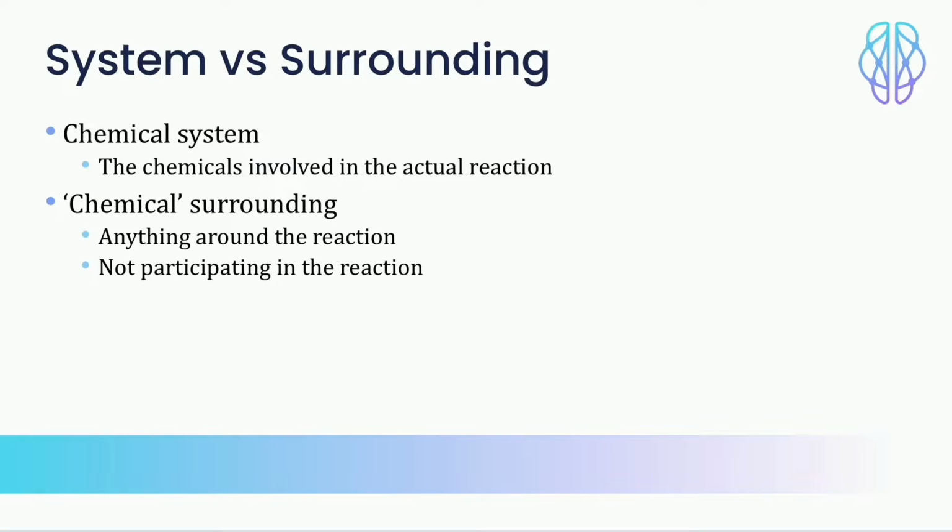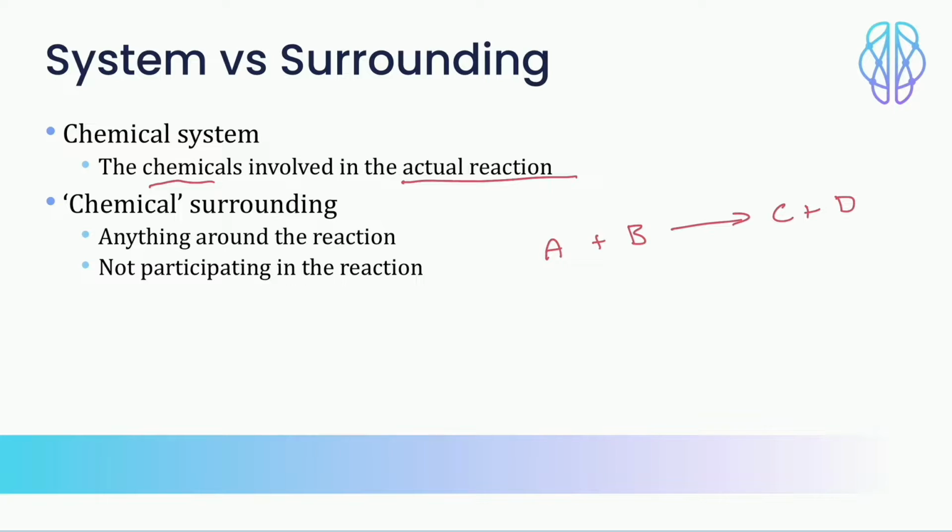So first off, I want to start by discussing a system versus surrounding. This will be very familiar to work that you've already done in chemistry. A chemical system is the chemicals involved in the actual reaction. I'm going to use some arbitrary chemicals here, such as A plus B, our reactants, forming our products C plus D. Before we move forward, I want to make sure we have some key terms down: reactants and products. Keep this terminology in the back of your mind as we move forward through this module.